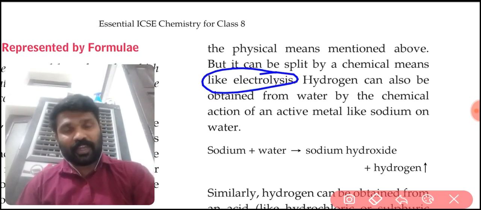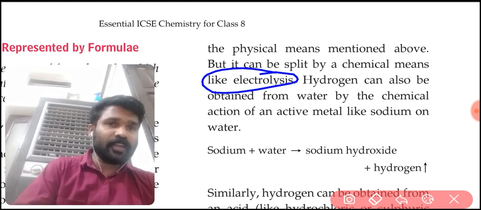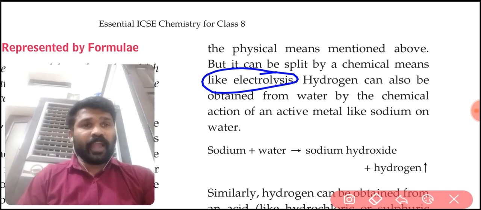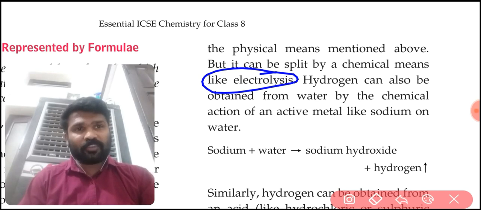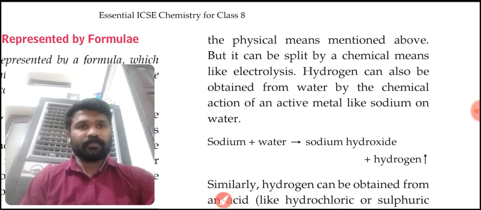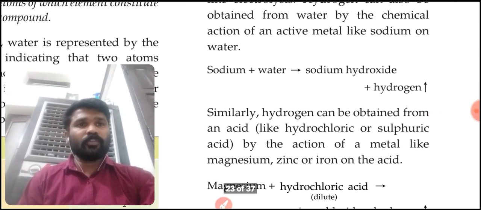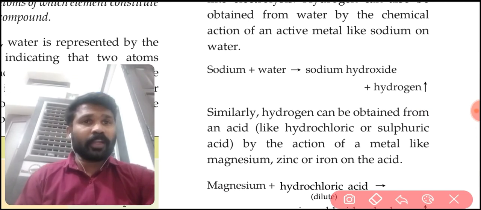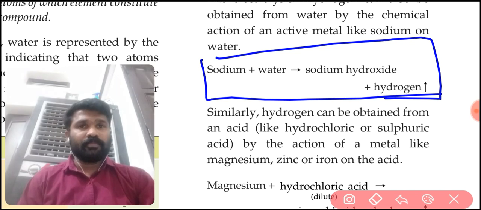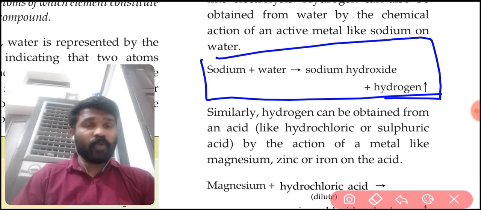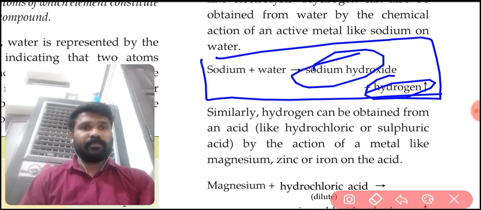Yesterday we discussed the electrolysis process. By the electrolysis process, water can be split into hydrogen and oxygen. Hydrogen can also be obtained from water by the chemical action of an active metal like sodium on water. Sodium plus water gives sodium hydroxide plus hydrogen. By acting sodium with water, we will get sodium hydroxide and hydrogen.